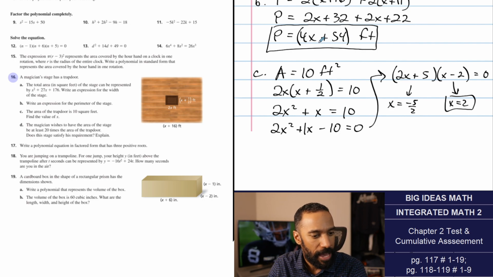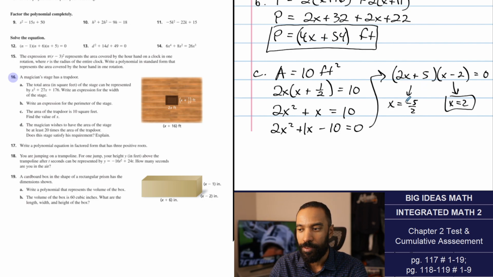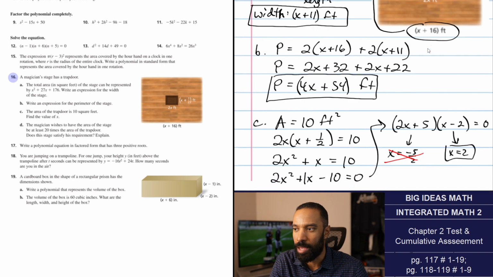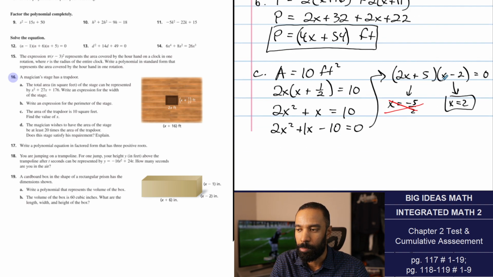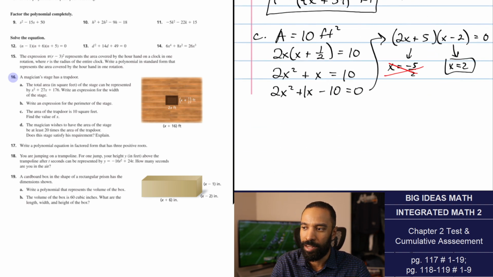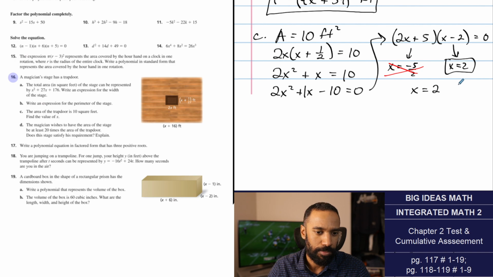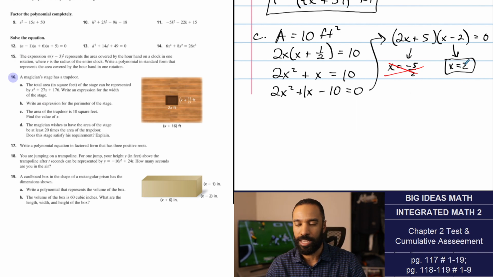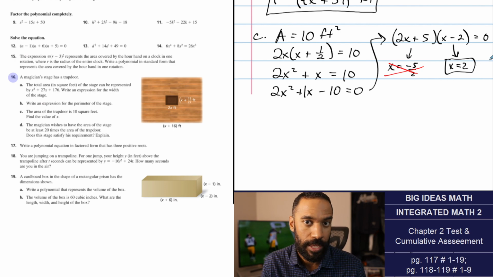When it comes to them asking us for the value of x, I'm not going to take this one, because using that one means that I would do 2 times a negative plus a positive, which would still lead me to a negative. I need to use the positive version of the answer. So x equals 2. I don't think you have to say 2 feet, because feet are already used in the expression. So x equals 2, that's the one that they want.